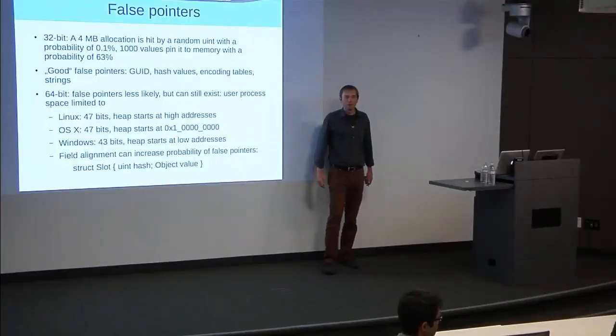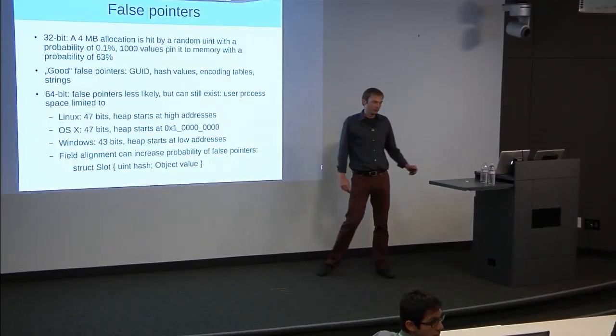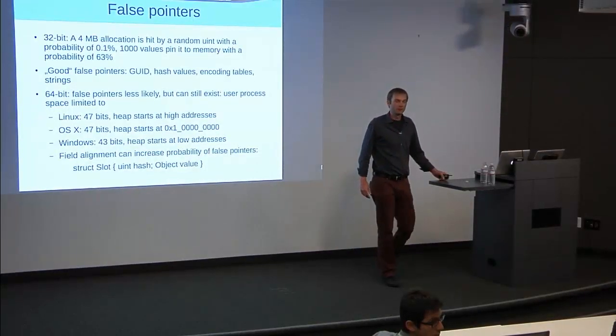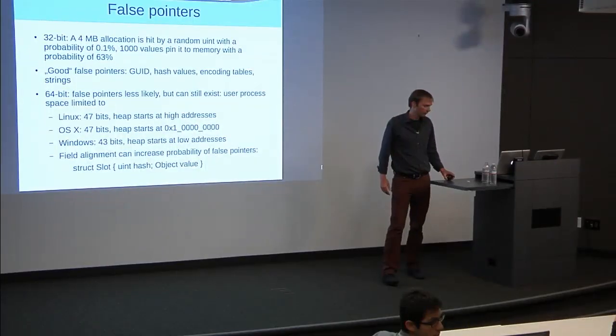Actually, some kinds of values have a higher probability of being considered false pointers than others. For example, ASCII text usually points where Windows allocates the address range for the heap. I also remember some discussions about some big problems with floats.